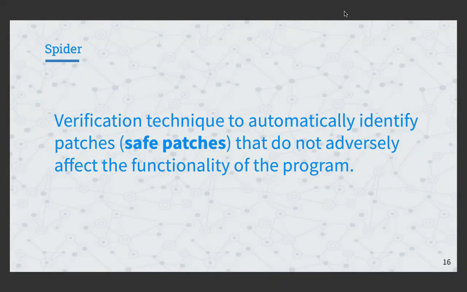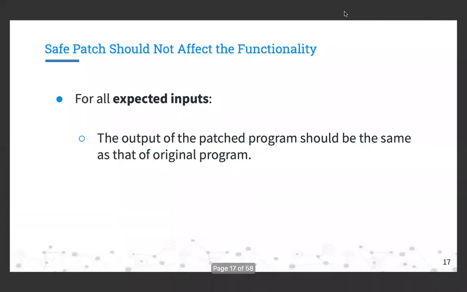To do this, we first need to define what we mean by functionality of the program. We can define functionality of a program in terms of its inputs and outputs. Specifically, we consider a patch not affecting the functionality if, for all expected inputs, the output of the patched program is the same as that of the original program. If that's the case, then we can consider the patch to be safe.